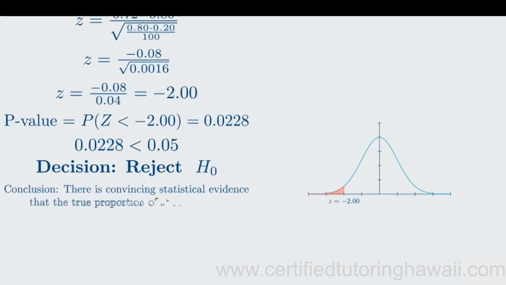There is convincing statistical evidence that the true proportion of students who support the policy is less than 0.80. Notice how the conclusion is tied back to the context of the population. Let's look at another scenario, this time involving a two-sided test.